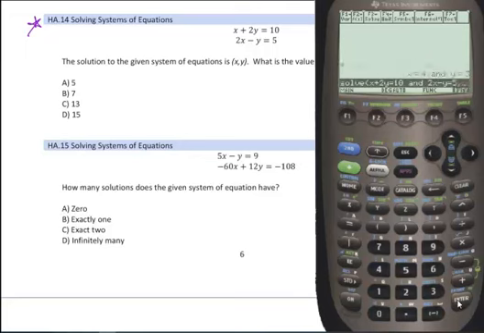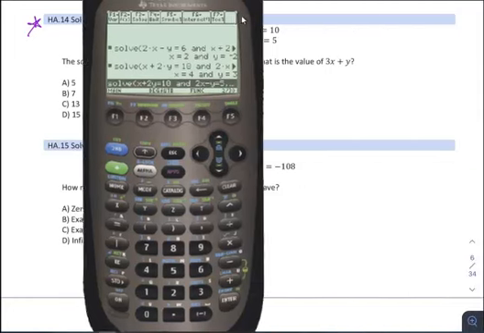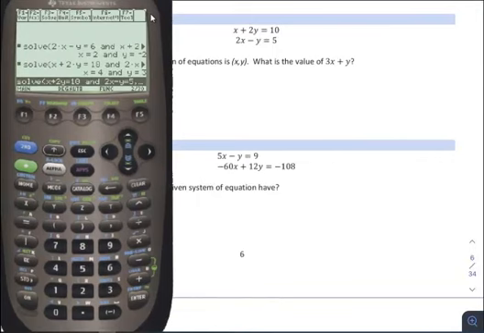And this is going to give you values for your x and y. And so now if it did ask you, like it does in this question, what's the value of 3x plus y? Well, the x was 4 and the y was 3, so you get 12 plus 3, which is 15. And so you can solve it this way.